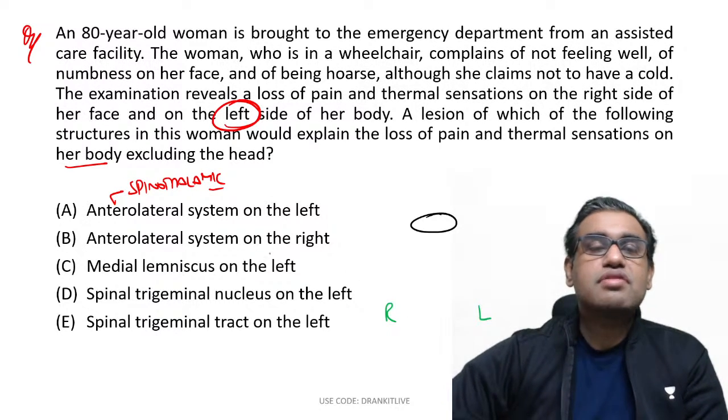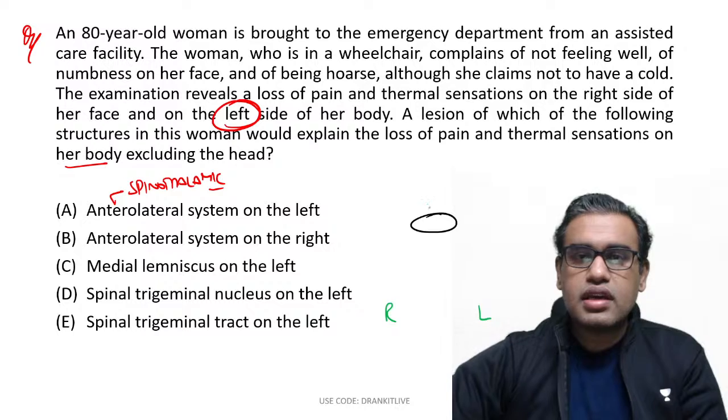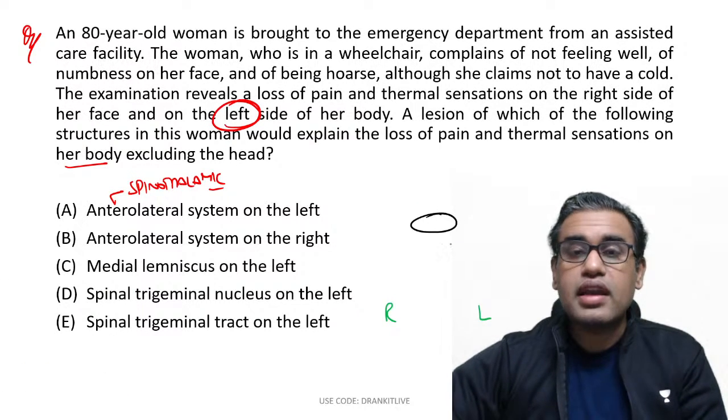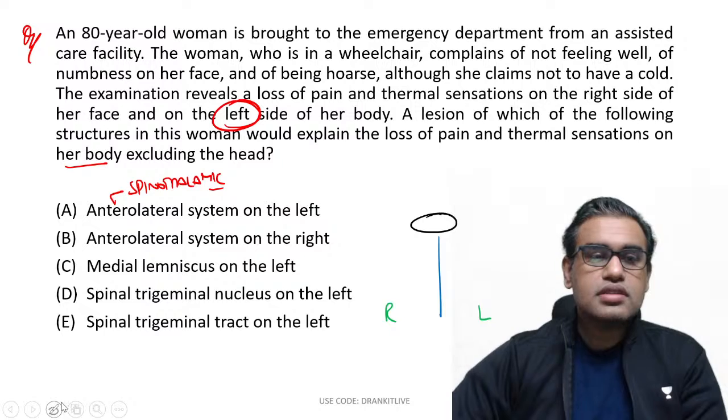The problem was in the left side of her body. So let us also make a midline over here. Let us take a midline like this in the spinal cord.